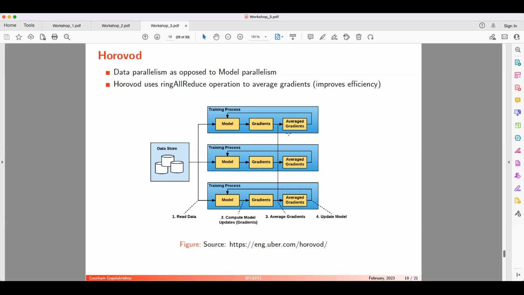There is a nice package called Horovod developed by Uber, and they have made it available open source, that gets around this issue. They have a nice way of letting these cores communicate with each other. It uses something called the ring all-reduce operation, where instead of cores communicating with every other core in the cluster, each only communicates with the neighboring core in a ring fashion in order to average the gradients. That turns out to be much more efficient, but we don't need to get into the details. All we have to do is know how to use Horovod.